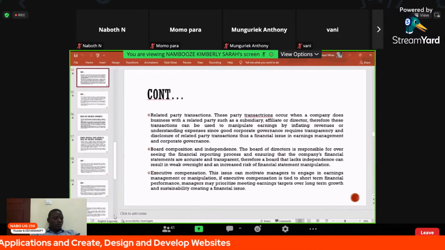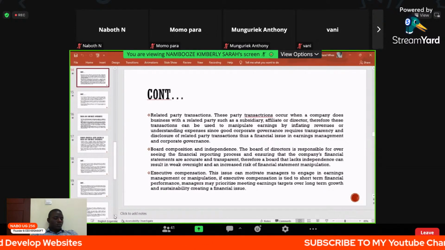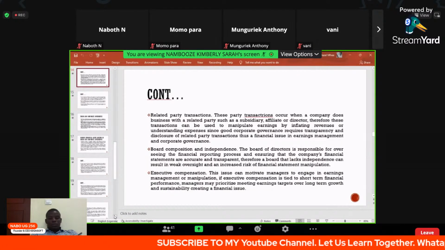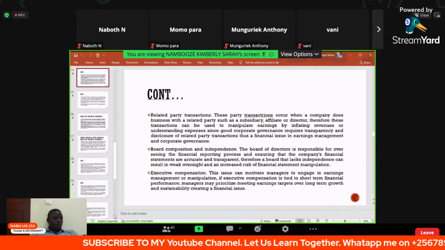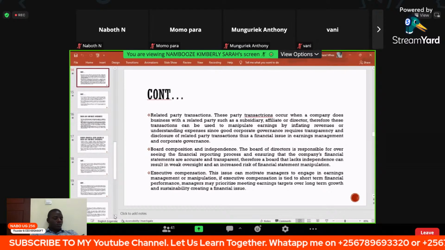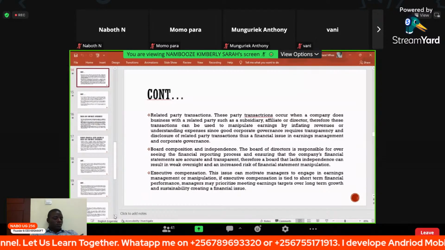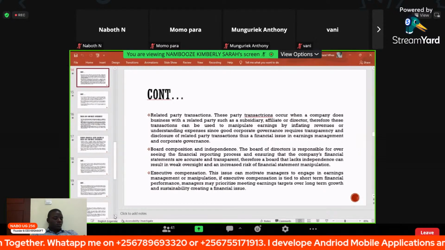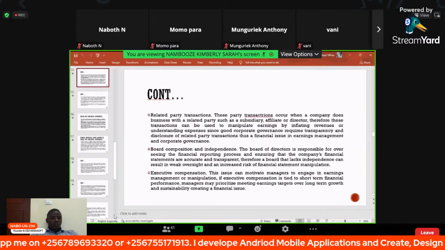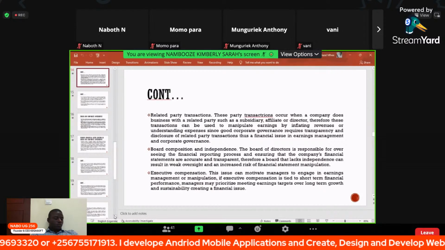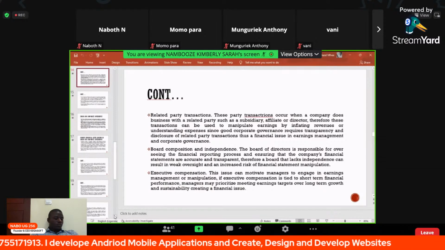The board of directors, okay, board composition. This is always done by the directors because they always want to benefit from it. So by doing this, the moment the board lacks independence, this results into weak oversight and an increased risk in financial statement manipulation.